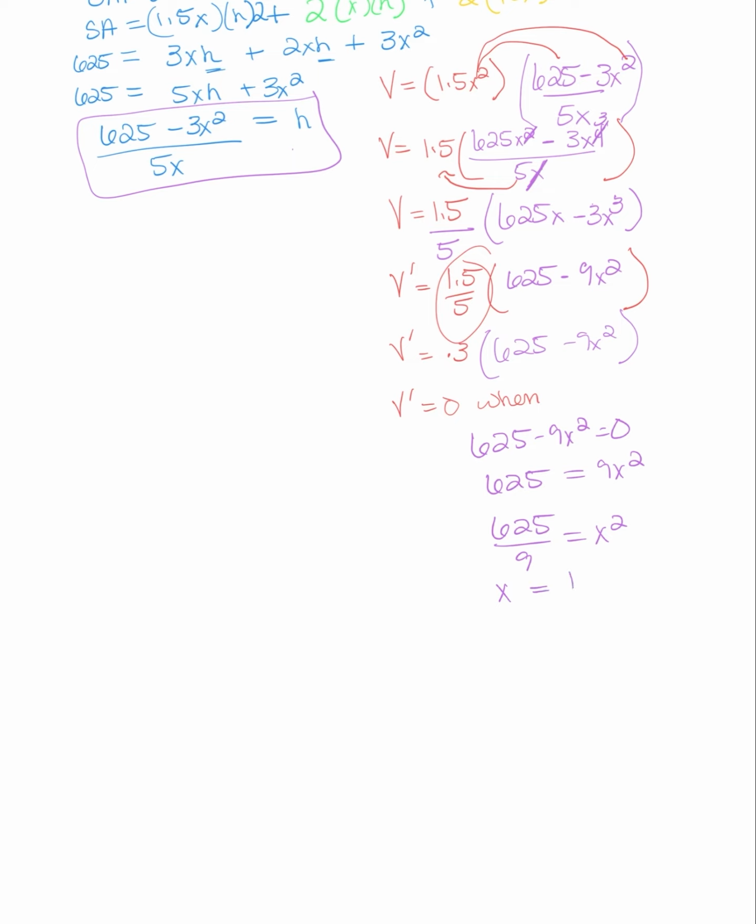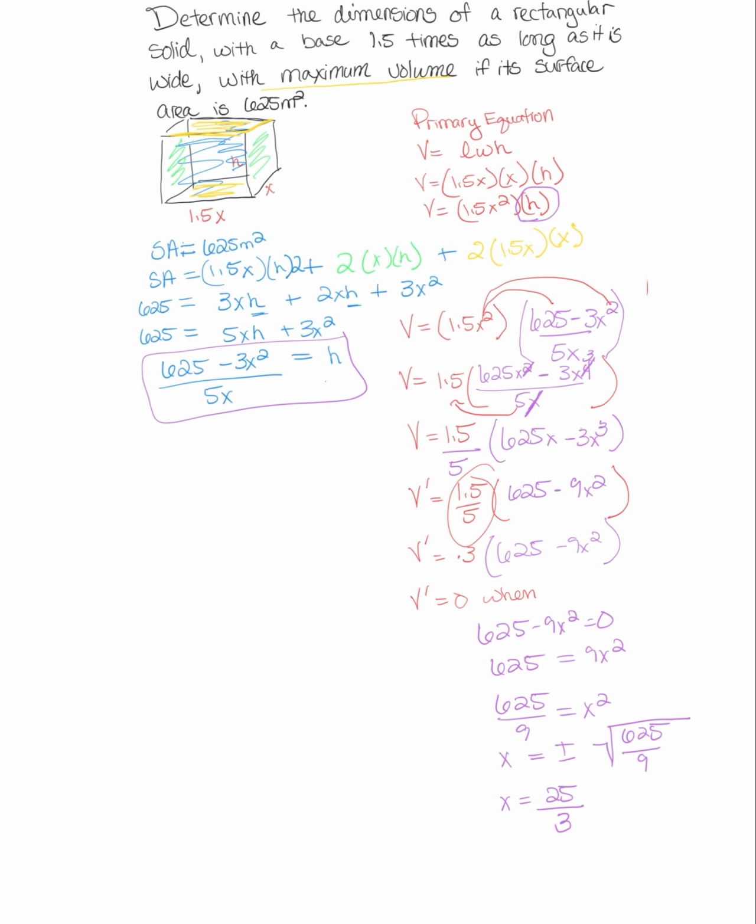Say x equals plus or minus, but remember that minus is not going to be useful because we're doing dimensions. Square root of 625 divided by square root of 9. Well, that'll simplify. I always like to see if I got lucky and there's a perfect square of 625, which there is. The square root of 625 is 25, and we know that the square root of 9 is 3.